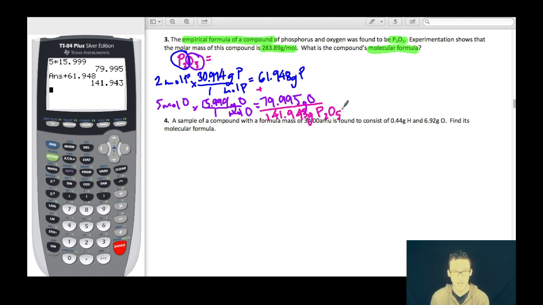Okay, so that's the molar mass of my empirical formula, but experimentation has told us that the compound's actual molar mass is 283.89 grams. So, what is the molecular formula? Is it P2O5 or is it some multiple of that? Well, all we need to do is take the 283.89 grams per mole and compare that to the molar mass of the empirical formula, the 141.943 grams per mole.